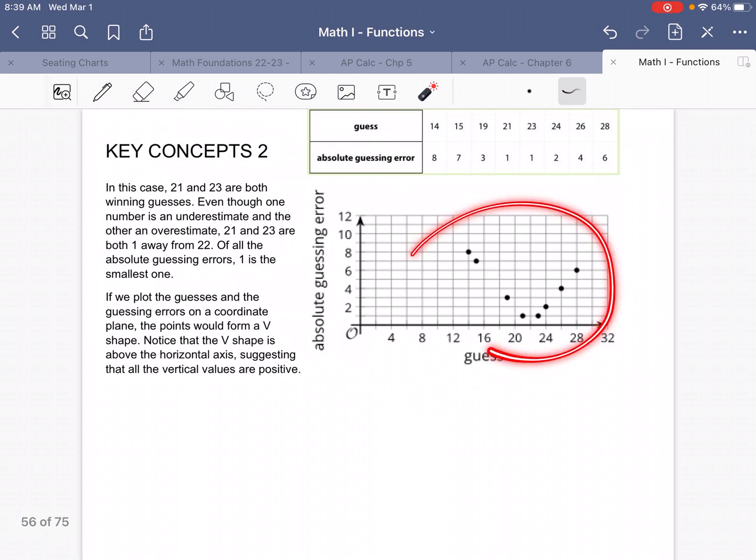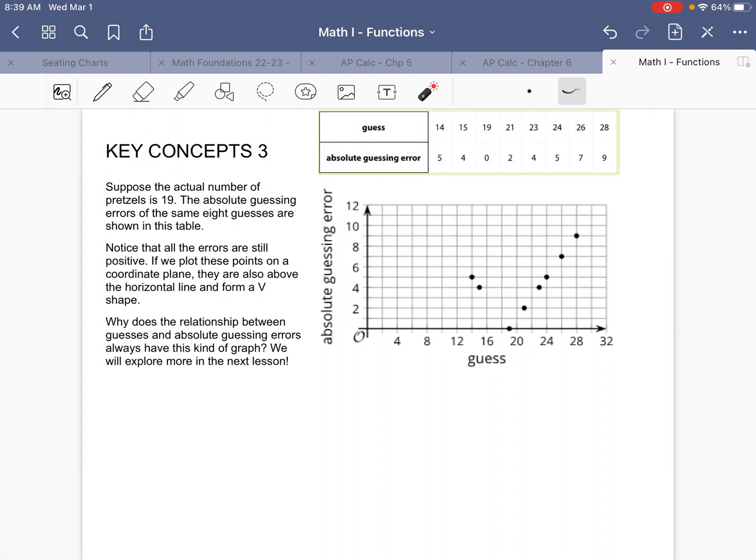If we graph those, we end up with this V, which is interesting. 21 and 23 are both winning guesses, even though one number is an underestimate and the other is an overestimate. They're both only 1 away from 22. Of all the absolute guessing errors, 1 is the smallest one. So if we plot the guesses, we get a V.